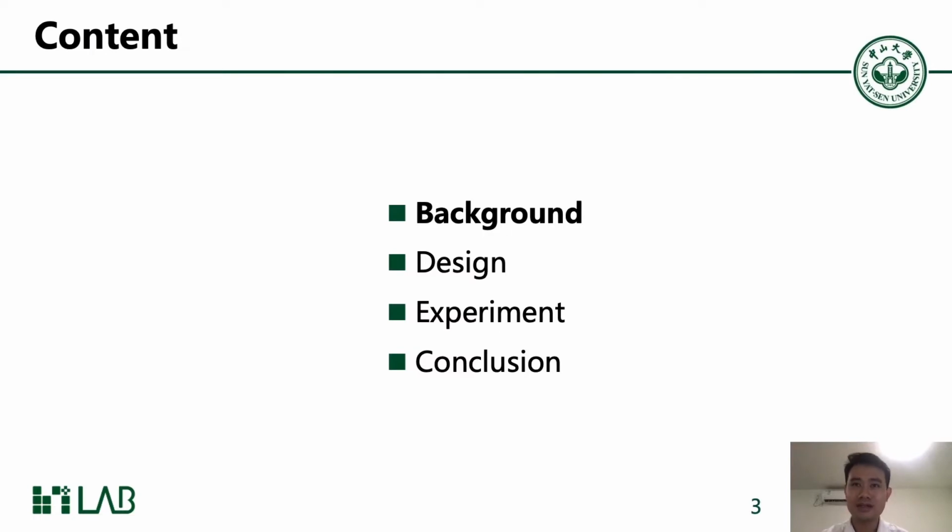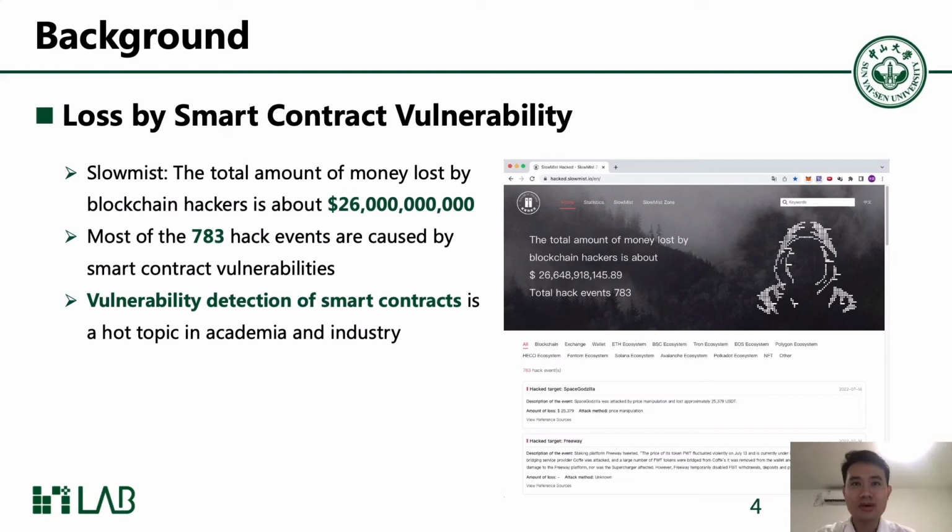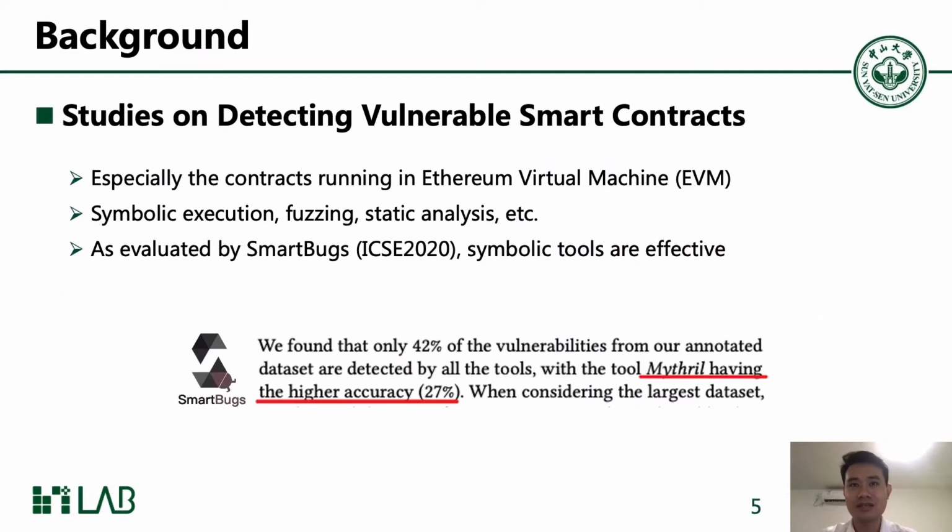At the beginning of the presentation, I would like to talk about the background. As we all know, attacks on vulnerable smart contracts have resulted in severe financial loss. For example, SlowMist reported that the total amount of money lost due to blockchain attacks is over $20 billion, most of which are due to smart contract vulnerabilities. Hence, how to detect vulnerabilities in smart contracts is attracting attention from academia and industry.